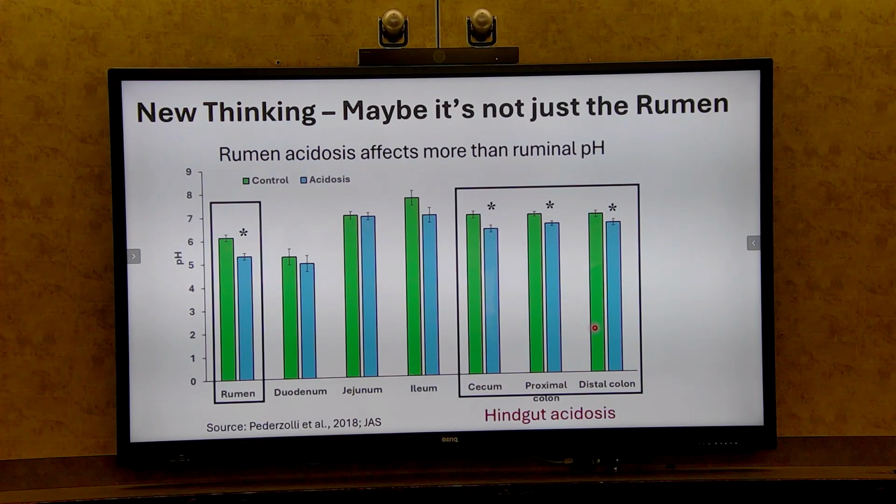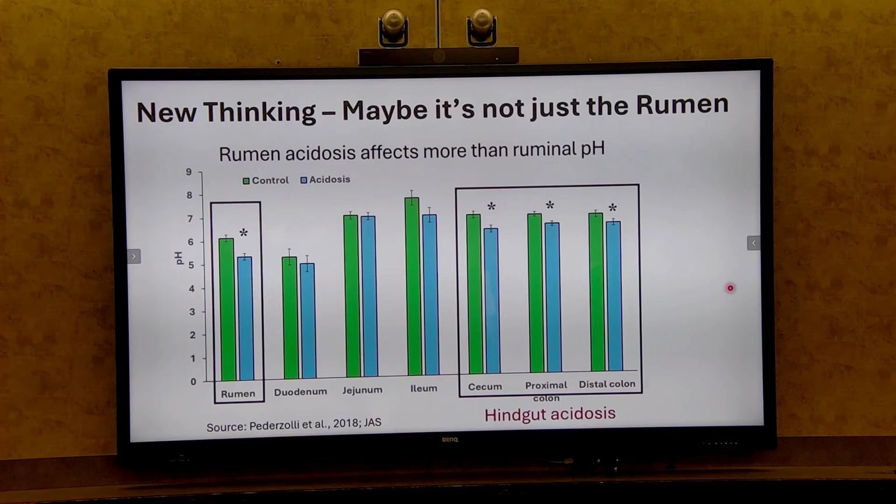But so that was the classical, widely accepted theory of how abscesses are forming. It all involves the rumen. Now there's starting to be some thought that maybe there are other parts of the gastrointestinal tract that are involved. And one thing that you tend to see is that when there's acidosis in the rumen, you also get depressed pH in the lower gut, so hindgut acidosis.